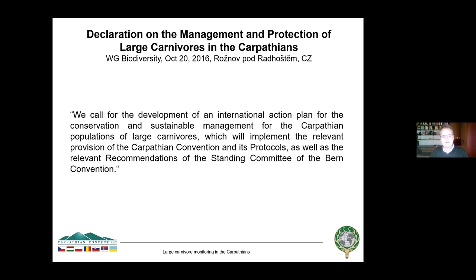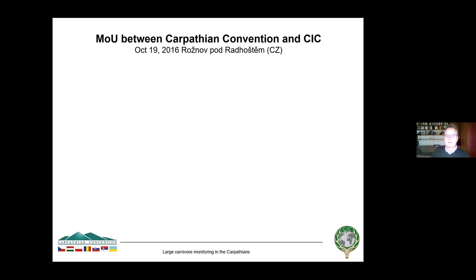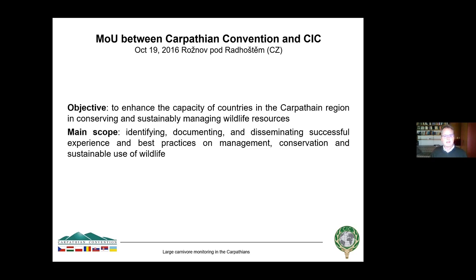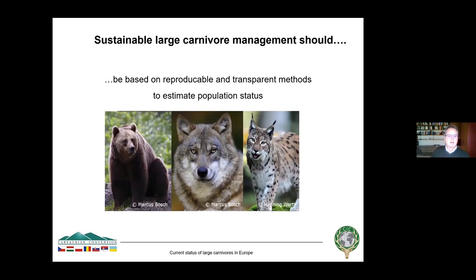So the members of the Carpathian Convention, the seven states, are aware that they have to collaborate and that they have to find standards in sharing data, especially for large carnivore management. And as sustainable management is involved, CIC comes on board, and there is a memorandum of understanding between the Carpathian Convention and CIC. The objective of this memorandum is to enhance the capacity of countries in the Carpathian region in conserving and sustainably managing wildlife resources. And the main scope is identifying, documenting, and disseminating successful experience and best practices on management, conservation, and sustainable use of wildlife.